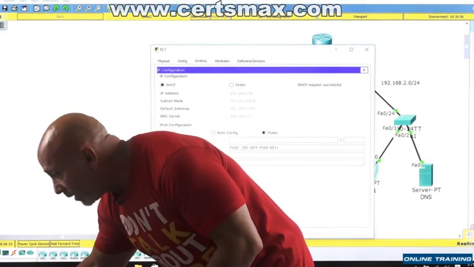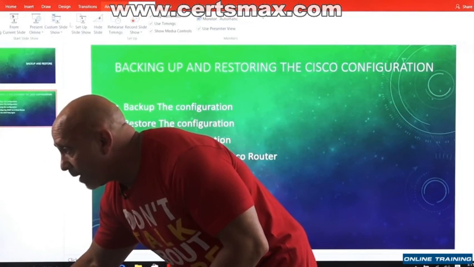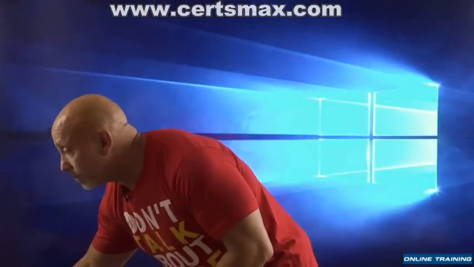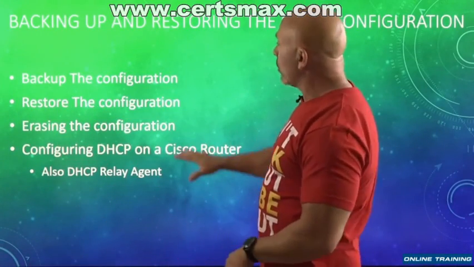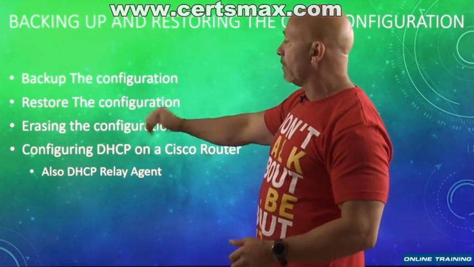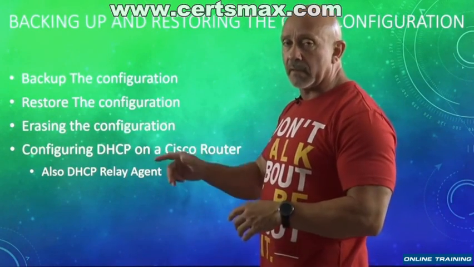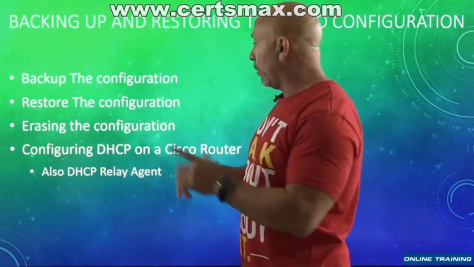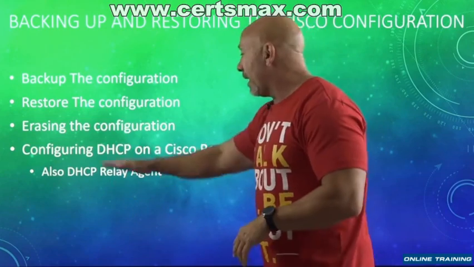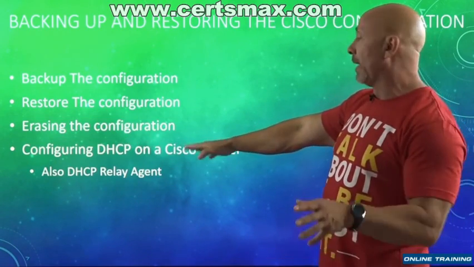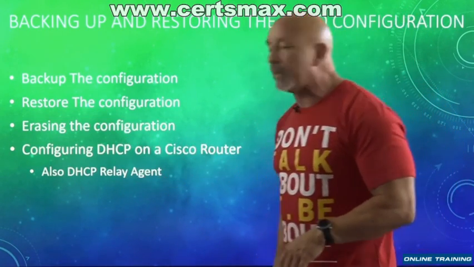Let's take a look if we've covered everything. So we've backed it up, we've restored it, we haven't erased it, and all you've got to do is just say erase start, enter, and then just reload, and everything's erased. And then we configured the DHCP server and assigned an IP address, and we also did the DHCP relay agent.